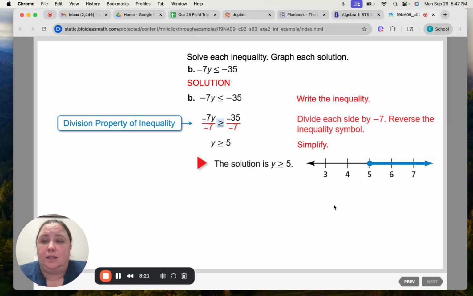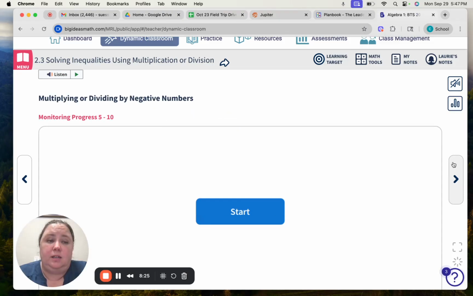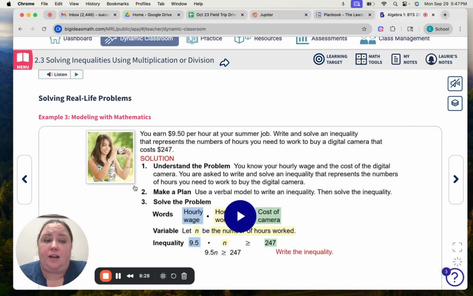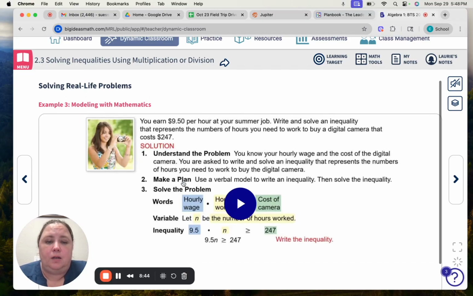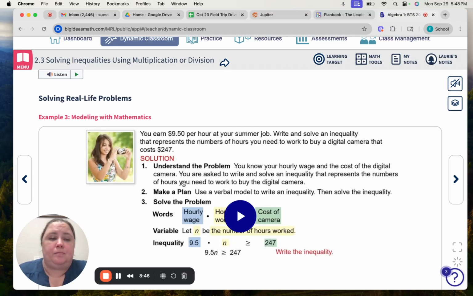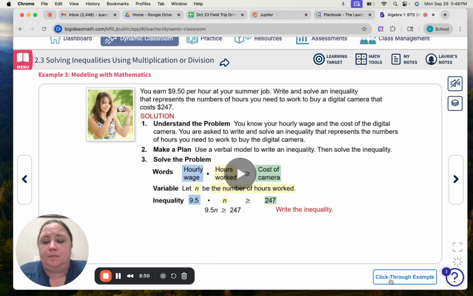Excellent. All right. Now we're going to go do monitoring progress numbers 5 through 10. So you can pause the video here and work on numbers 5 through 10. If you are starting to run out of time, then you need to just pause what you're working on and come back and listen to the next example. But for now, pause it. All right, hopefully you finished through number 10. If not, just don't forget to go back and do it. All right, let's do example 3. It's our last example.